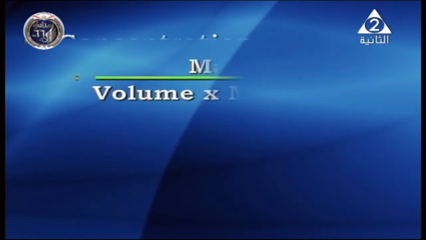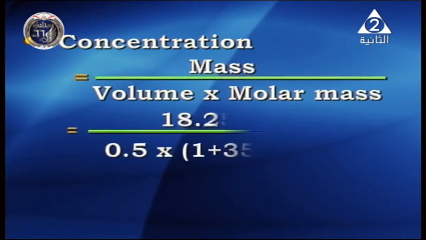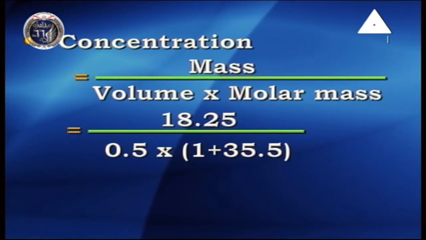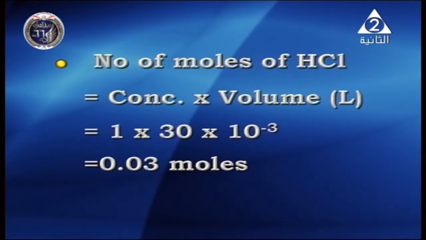Solution. Here the concentration equals mass over volume times the molar mass. So the concentration of hydrochloric acid equals 18.25 over 0.5 times (1 plus 35.5), so equals 1 molar. So the number of moles of hydrochloric acid equals its concentration times the volume. So 1 times 30 times 10 to the power negative 3 to convert it to liter, so equals 0.03 moles.